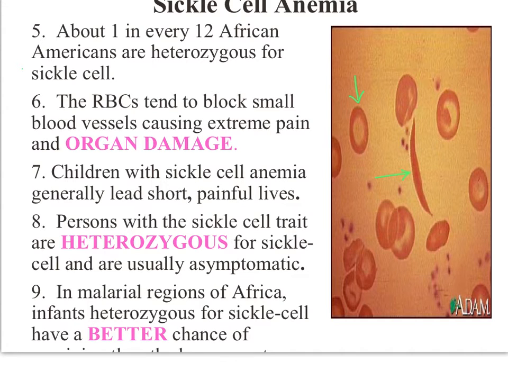If you're heterozygous for sickle cell, of course that means you can have a child with it. So again, your red blood cells are not shaped right, so they'll block the blood vessels. This causes lots of different symptoms. It can cause organ damage. It causes lots of pain in the hands and feet, where your smallest blood vessels are.